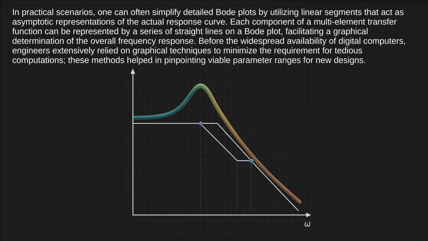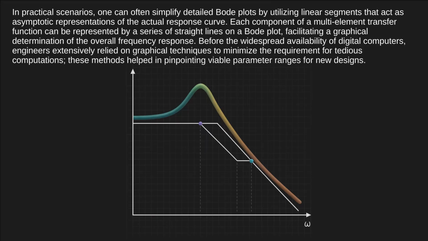In practical scenarios, one can often simplify detailed Bode plots by utilizing linear segments that act as asymptotic representations of the actual response curve. Each component of a multi-element transfer function can be represented by a series of straight lines on a Bode plot, facilitating a graphical determination of the overall frequency response. Before the widespread availability of digital computers, engineers extensively relied on graphical techniques to minimize the requirement for tedious computations. These methods helped in pinpointing viable parameter ranges for new designs.